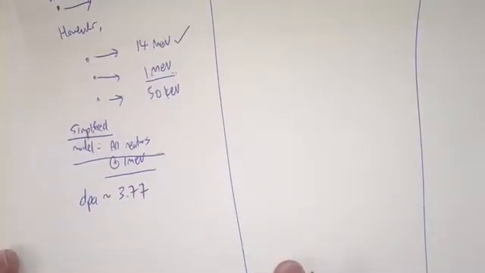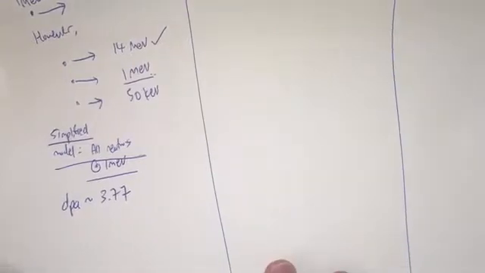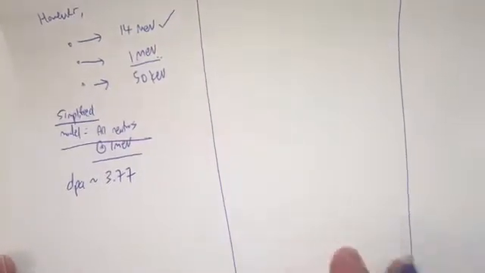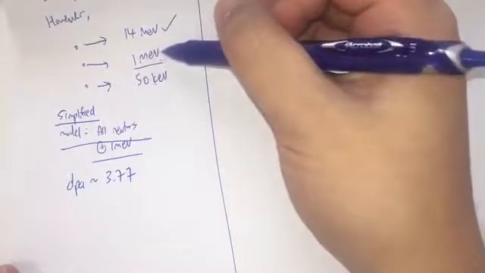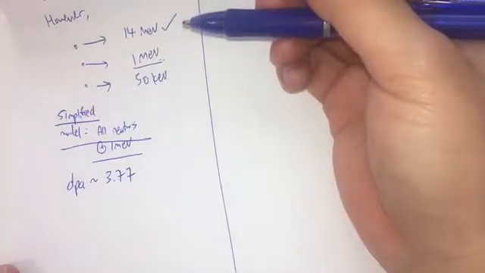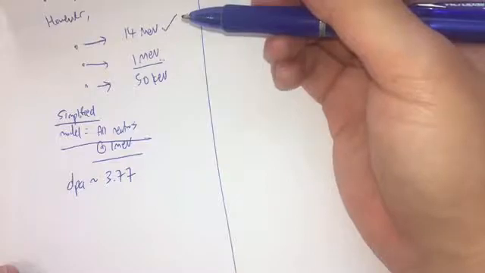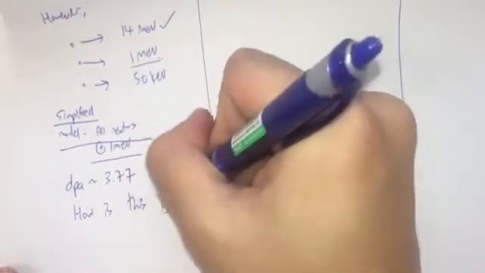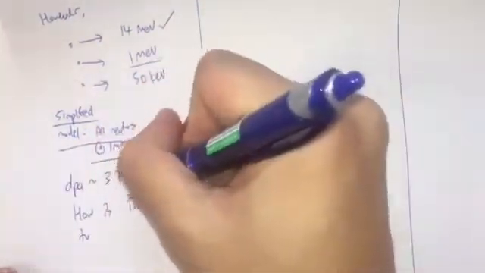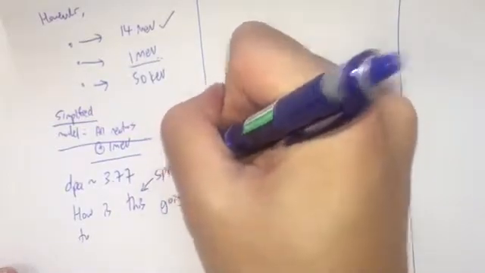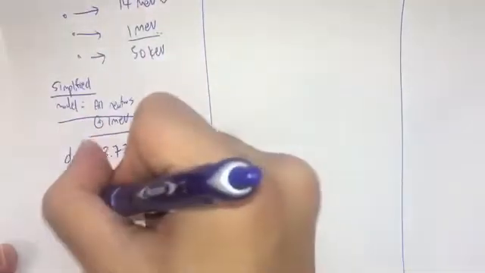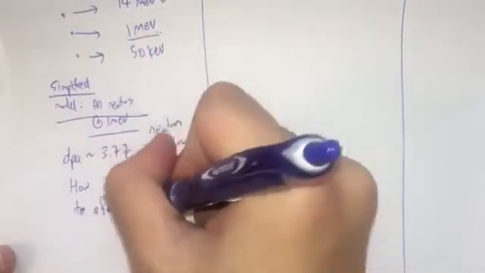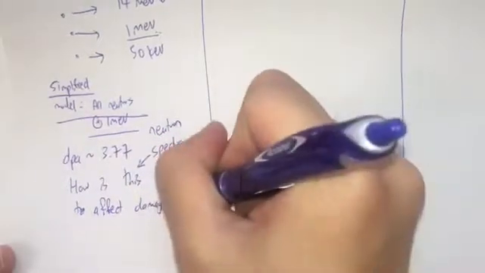However, if we were to take into account this spectrum effect, how is that going to affect our damage estimation? You're going to have some coming in at a higher energy, some coming in at a lower energy. This is the neutron spectrum. How is the neutron spectrum going to affect damage estimates?